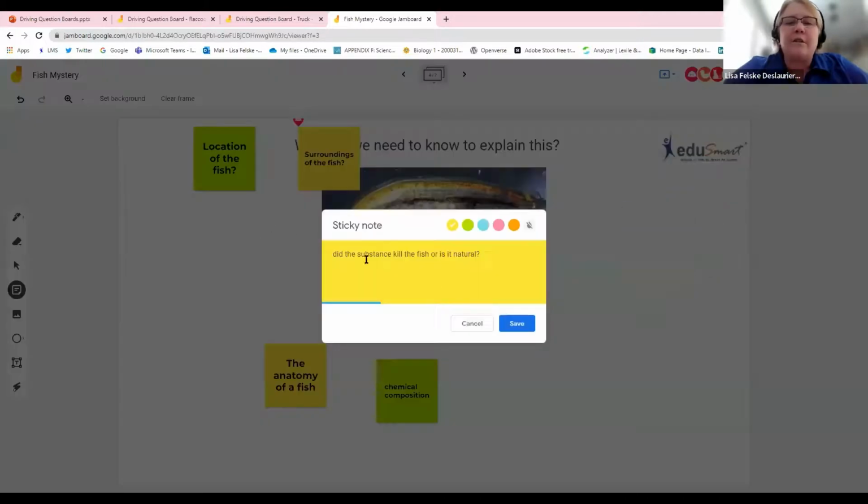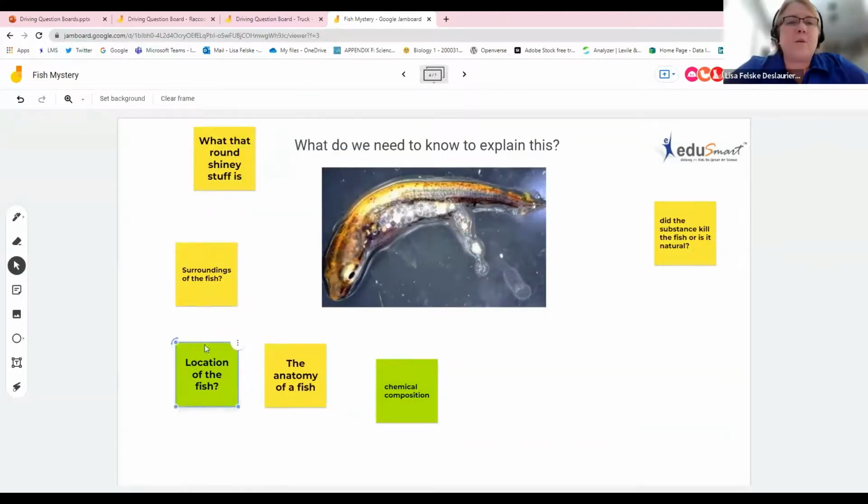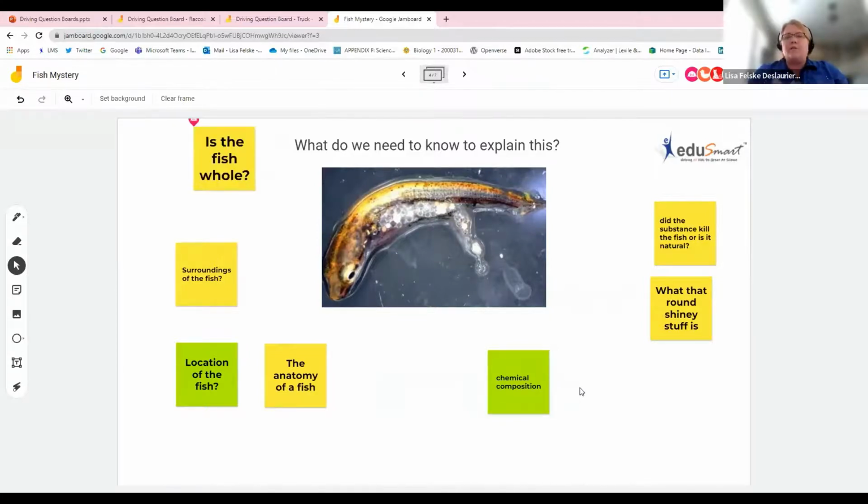I like that question. Oh, I don't know how that happened. I think I opened it. The surroundings of the fish, its location, what that round shiny stuff is. Yeah, exactly. You can't explain it if you don't know what it is. So do we have any more guesses as to what you think it might be? I tried to steer you toward what I thought were good answers in the last one.